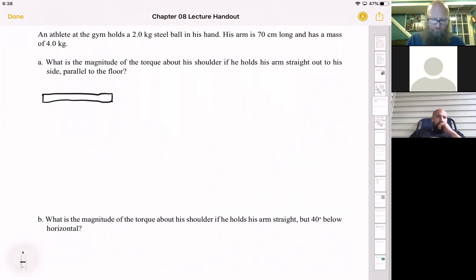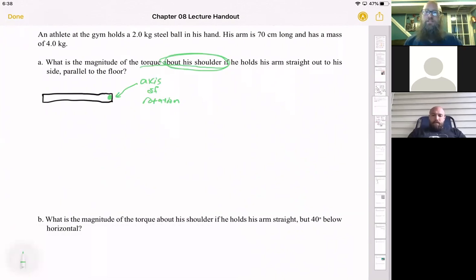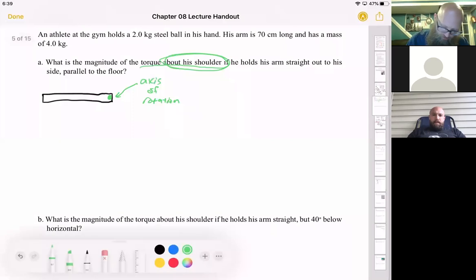So here's his arm. Let's put his shoulder right here. So this we'll treat as our axis of rotation. We know that's what we want to treat as the axis of rotation because we're looking for torque about his shoulder. So those words, about his shoulder, tell us what we want to use as our axis of rotation. Often problems will be set up where there's a clear hinge, right? So your arm rotates around your shoulder very clearly. You can calculate the torque on your arm about your hand, but it's not usually useful. It might be in some situation that I haven't thought of, but that's not usually useful.